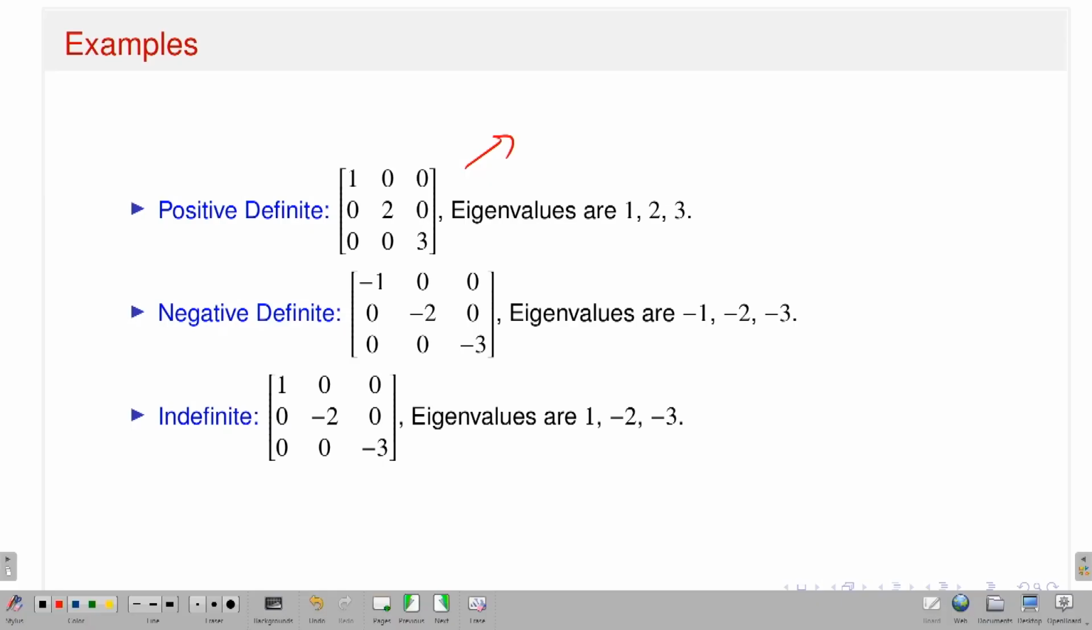So, therefore, it is symmetric, and look at the diagonal elements 1, 2, 3. For a diagonal matrix, the eigenvalues are just the elements of the diagonal. Now, what are the elements of the diagonal? 1, 2, 3. So, these are the eigenvalues and all are positive. So, therefore, it is positive definite.